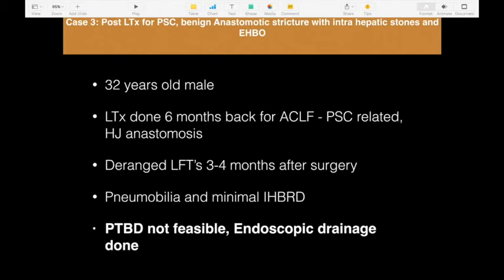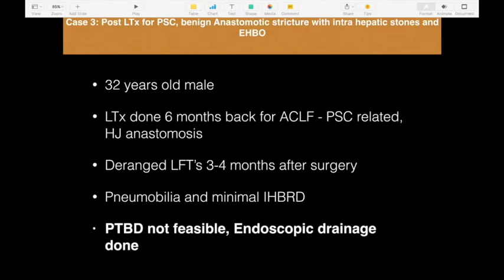So this patient had ACLF and PSC related CLD, and he underwent a hepaticojejunostomy. After 3 to 4 months, he started developing deranged LFTs, and ultrasound and MRCP were done. There was hepatolithiasis with minimal IHBRD. So the interventional radiology people told us that PTBD is not feasible, and we did an EUS. EUS also showed that the ducts were minimally dilated, less than 2 millimeters on the IHB on the left lobe.